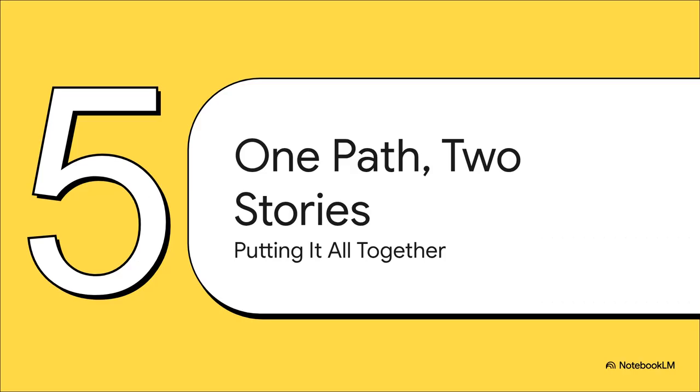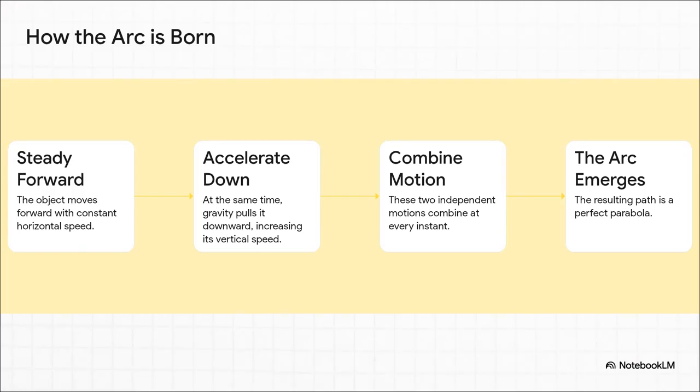Okay, so we've successfully split the motion into two separate stories. Now for the really fun part, let's bring them back together and see how they create that perfect arc we started with. This is where it all clicks. So how is the arc born? It's simple. Step one, the object is just cruising forward with its steady horizontal speed. Step two, at the exact same time, gravity is pulling it down, making it fall faster and faster vertically. You combine these two independent motions at every single instant, and what do you get? A perfect parabola. It's just these two simple movements, one layered right on top of the other.